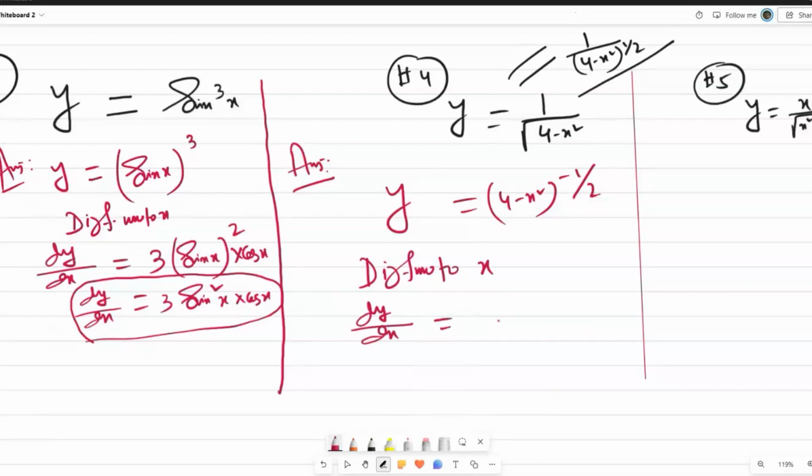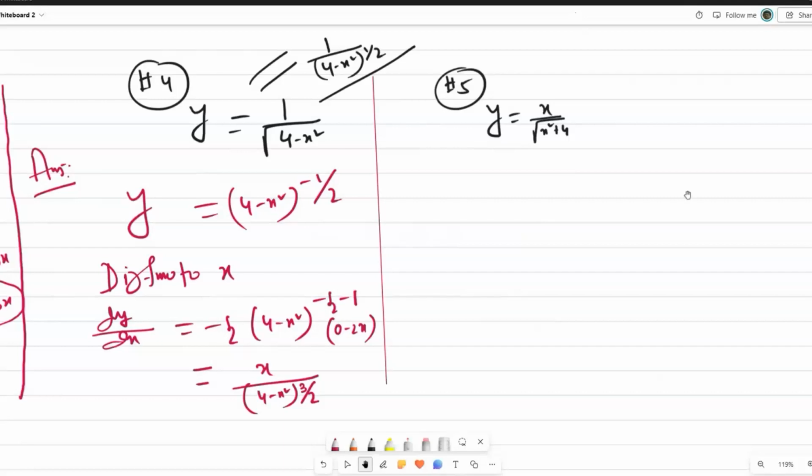dy by dx will be minus half, 4 minus x squared to the power minus half minus 1, into its derivative, 0 minus 2x. So if you just cancel it, it is going to be x by 4 minus x squared to the power 3 by 2. Finished? Yes. Not a difficult one at all. Just remember the basic formula. Then it is done.